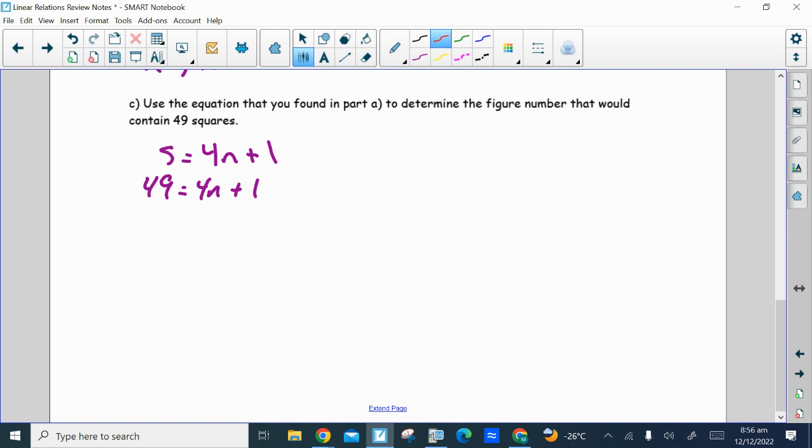This is what we did last chapter, right? We solved equations. So here I would subtract the 1 from both sides first. 49 take away 1 is 48. And then I would divide both sides by 4. And n would equal 12. 48 divided by 4 is 12. So there's the equation that we use to find that.